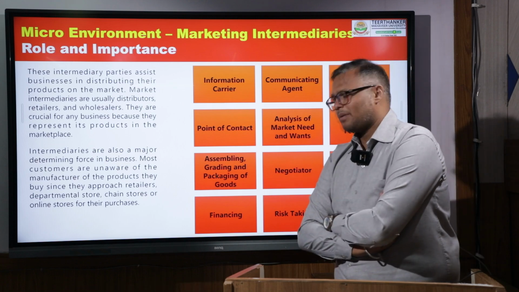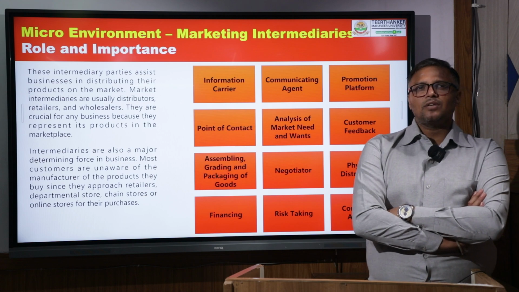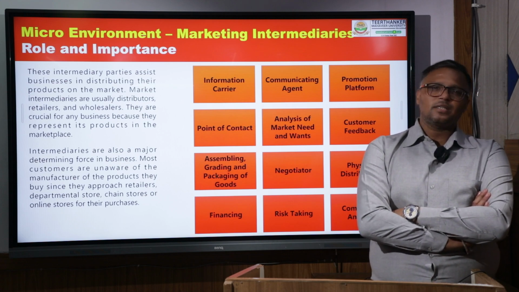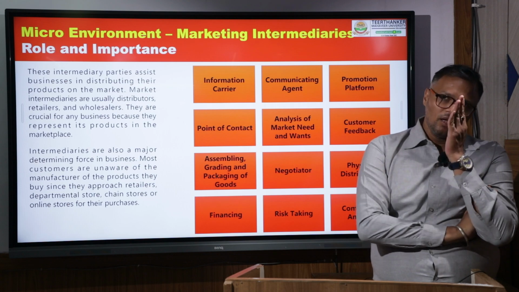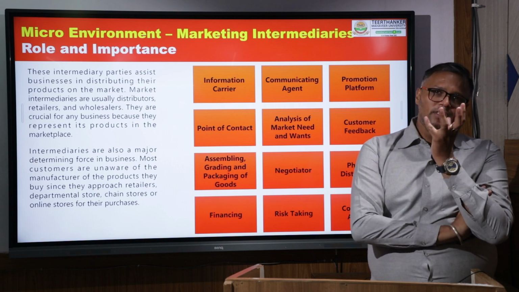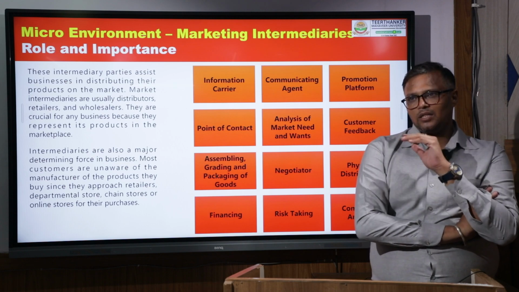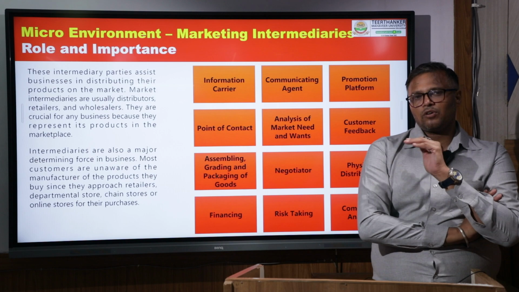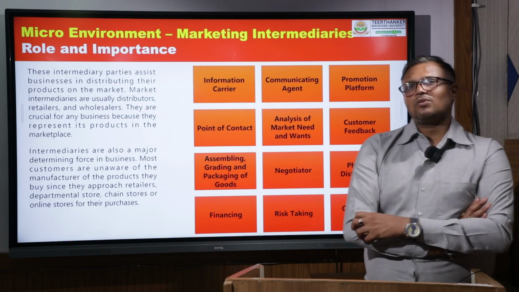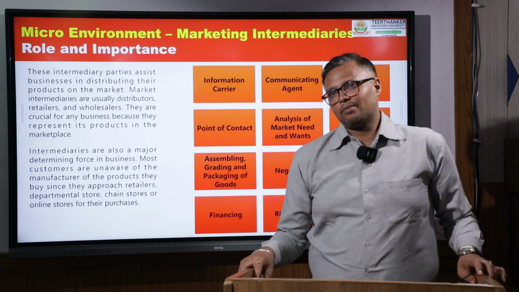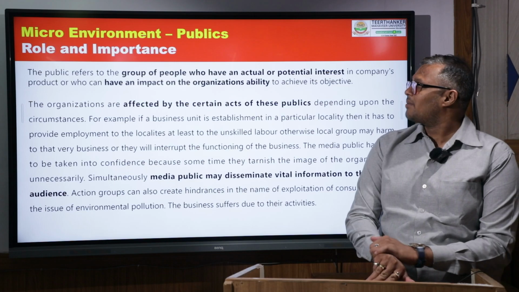Next is about the company analysis or the competitive analysis. Marketing intermediaries not only handle you, but they also handle many other brands, many other competitors together. Therefore, a person handling 4, 5, 6, 7 competitors together is able to analyze things more carefully. They are the first genuine source of information when we talk about competitor analysis and the competitive environment. These are the people who analyze things with the role of the microenvironment with respect to the public.